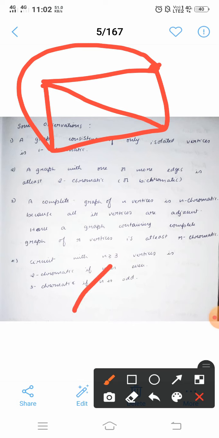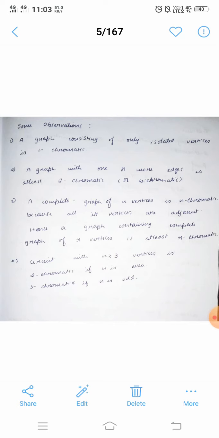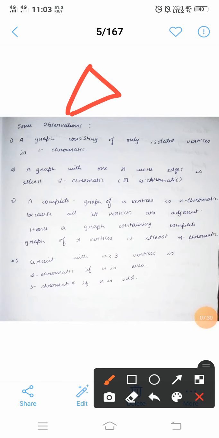Five vertices. If I have five vertices, 3, 4, 5, how are we drawing a complete graph? I have to draw from here. Each vertex is connected by an edge. That means all the vertices are adjacent to each other. So we need different colors. This is a complete graph with three vertices, right?